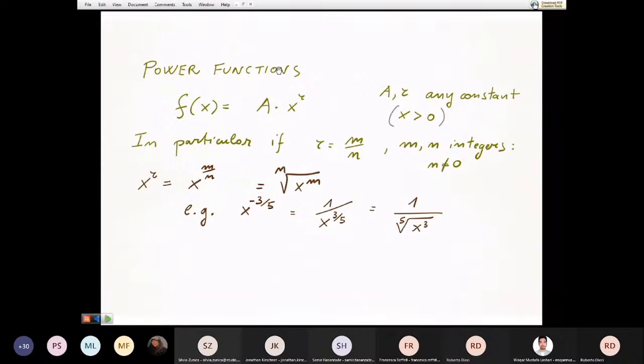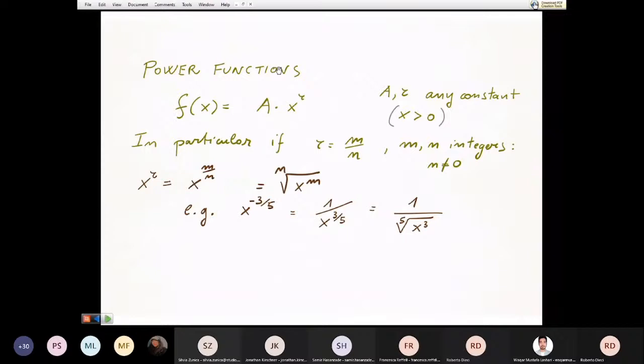What is the general form of a power function to us is of this type. Capital A is any constant. It can be positive or negative, times x to the power of r. x must be strictly positive. Next I will explain why.